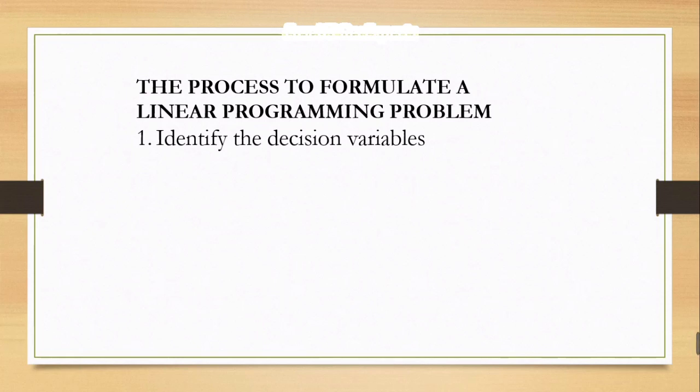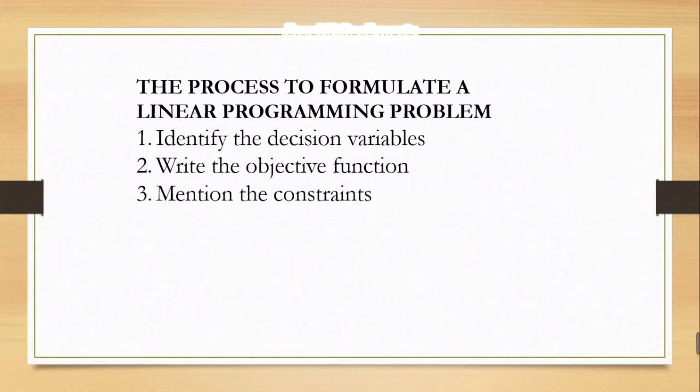Second, we are going to write the objective function. In a problem, the objective function should be specified in a quantitative way. It is defined as the objective of making decisions. Third, mention the constraints. The constraints are the restrictions or limitations of the decision variables. They usually limit the value of the decision variables and should be expressed in mathematical form regarding the resource.